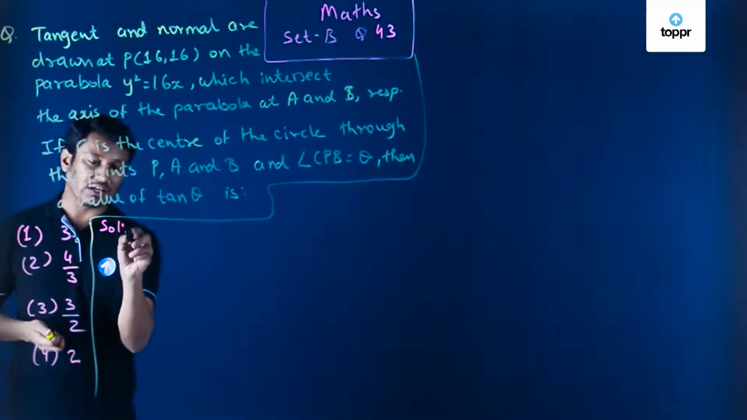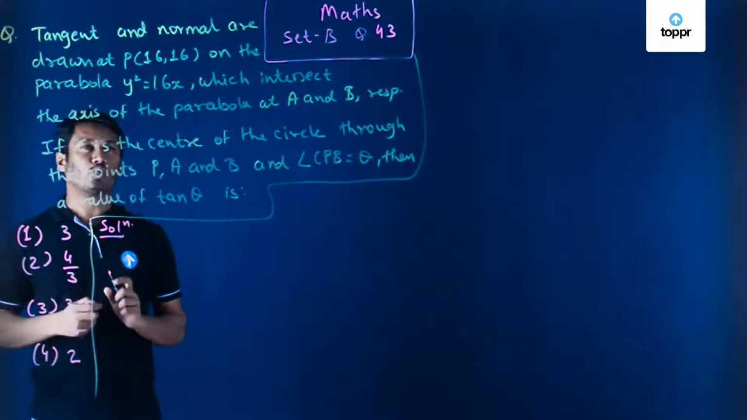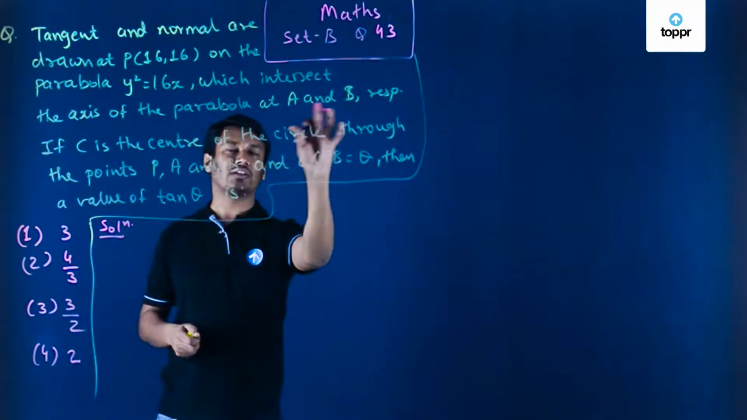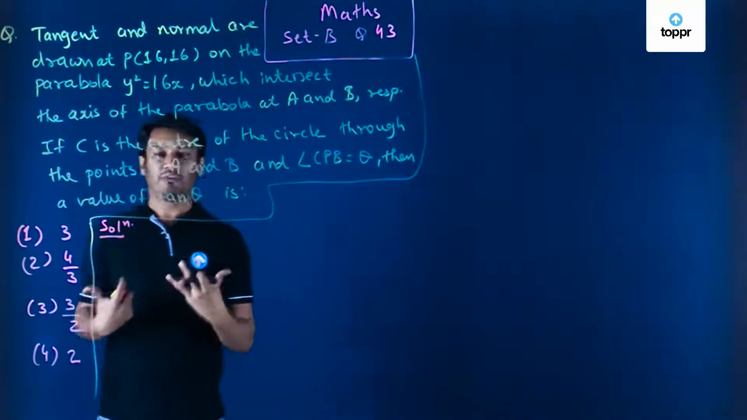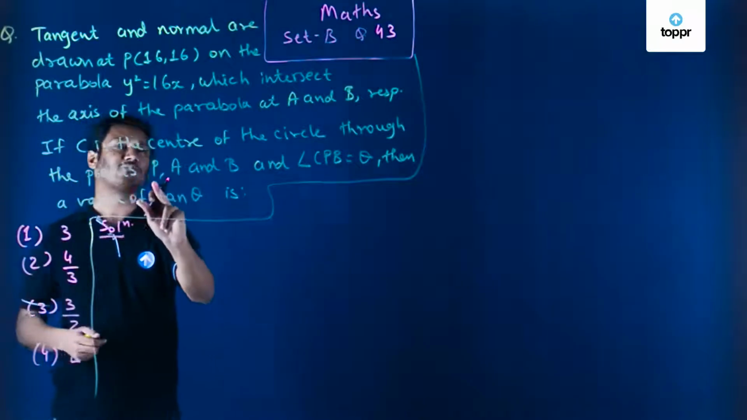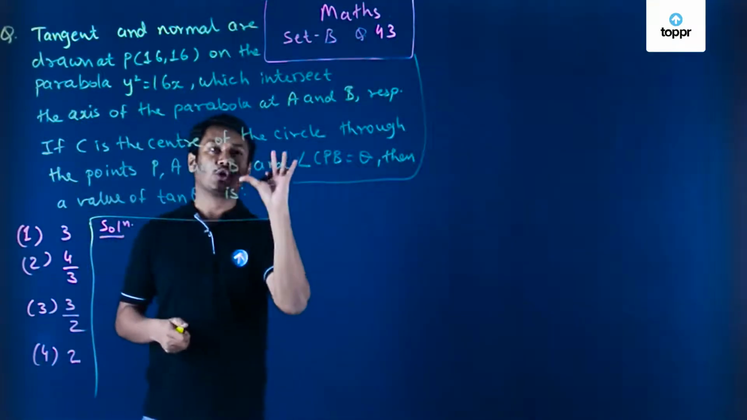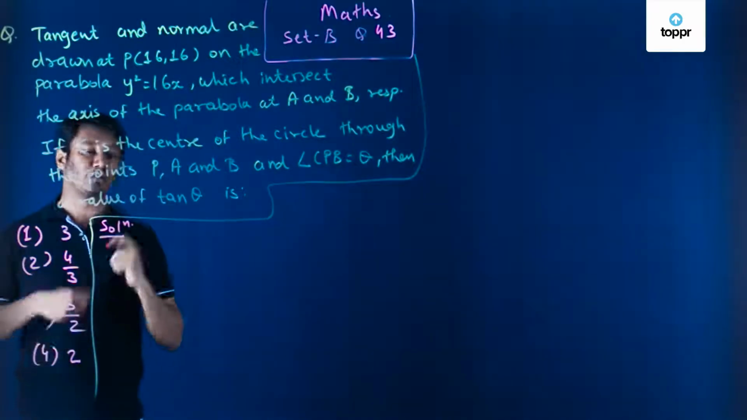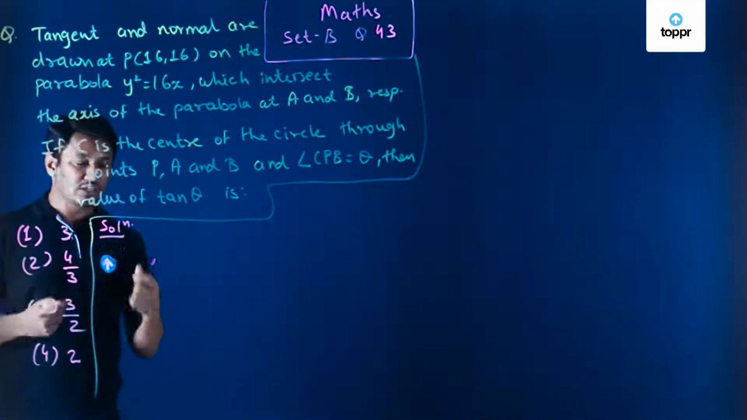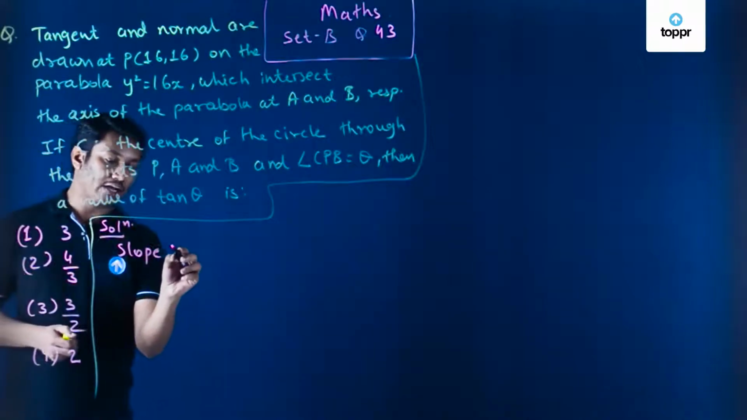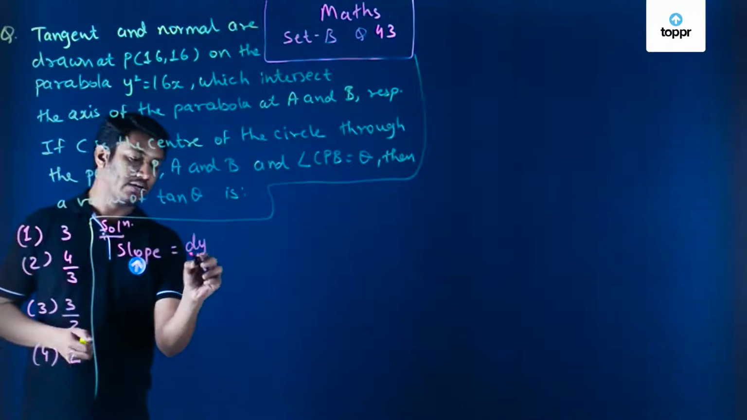The very first thing that we are planning to do is find out the coordinates of A and B, because only if I get the coordinates of A and B, I will get some information about the circle passing through points P, A, B, because the coordinates of point P are also given to us. To get coordinates of A and B, we will have to get the equation of tangent and normal. So let's do that first. For the equations, we'll require slope, and slope will be obtained by finding dy by dx.